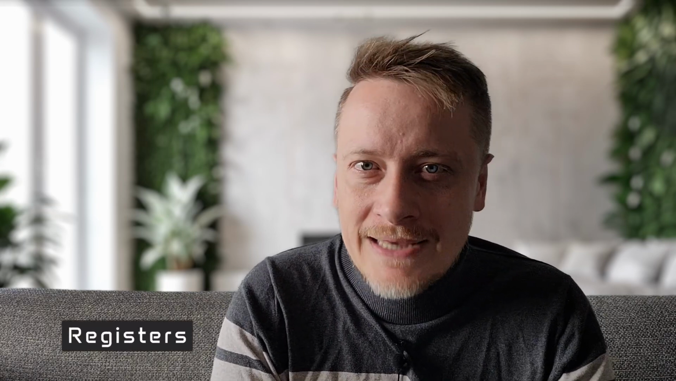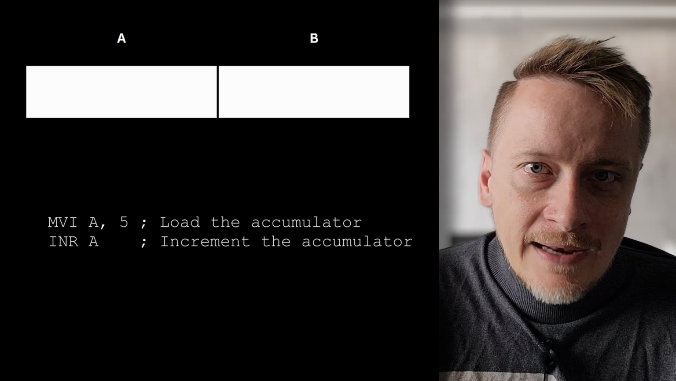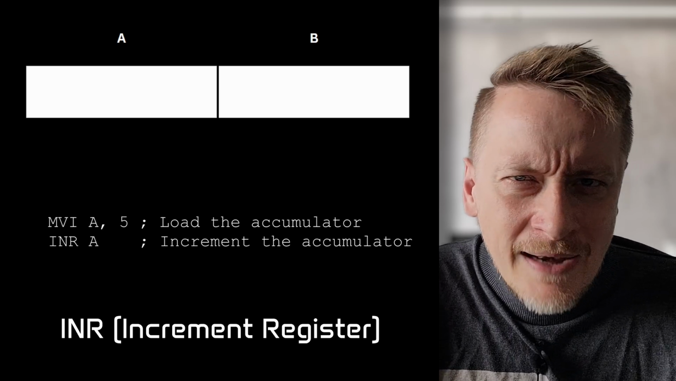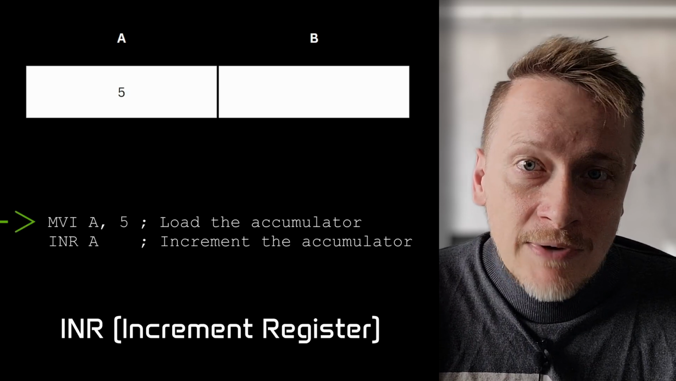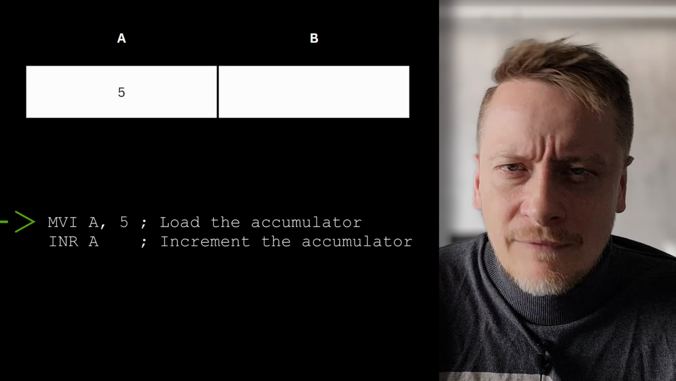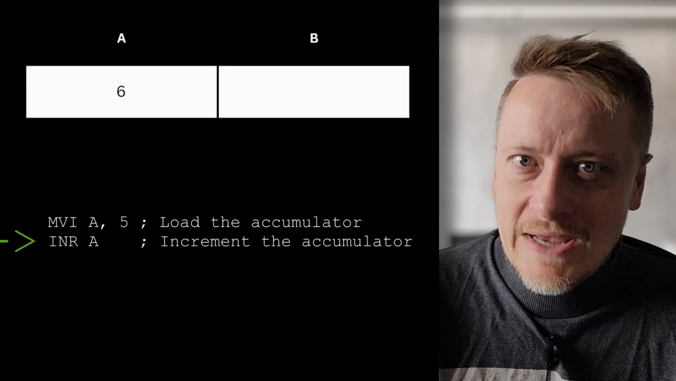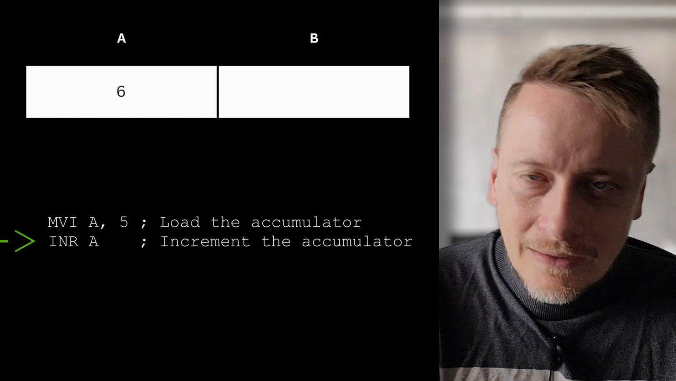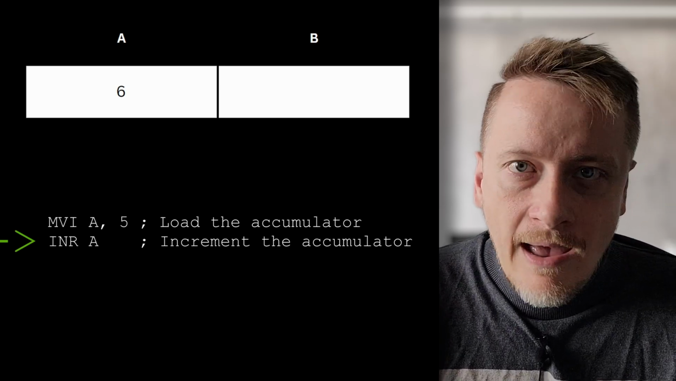Now for something cool, registers. These are like hidden pockets inside the computer's brain. Super fast, super efficient. So when you MVI 5 to A and then INC A, what's happening behind the scenes? The number goes into register first, think of it like an ultra-fast holding tray. Then the computer says, okay, I'll add 1. 5 becomes 6. And that change happens at lightning speed.